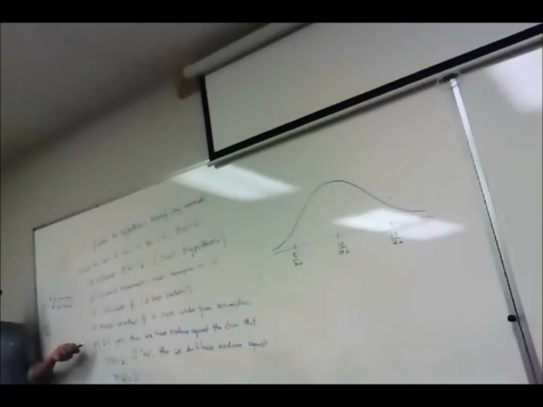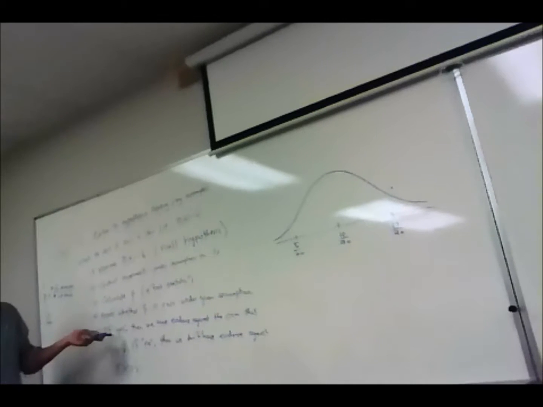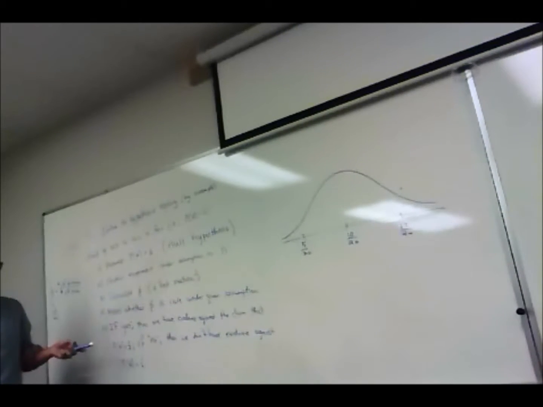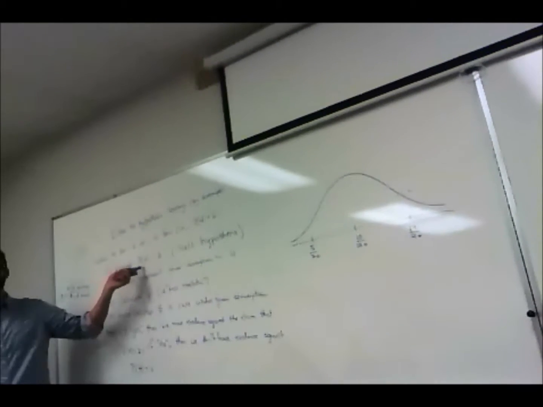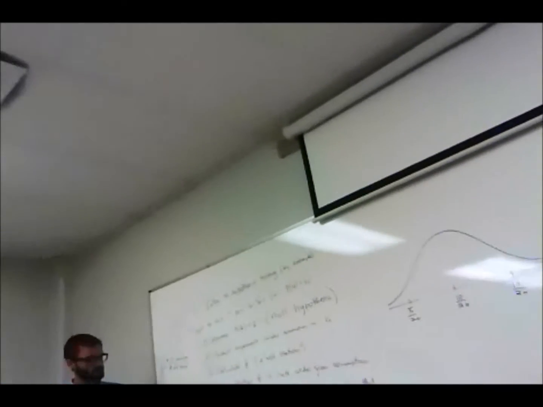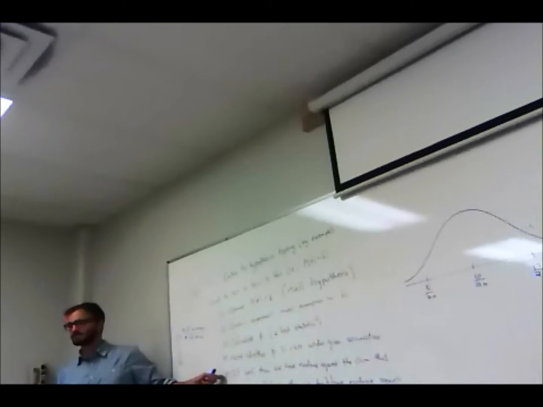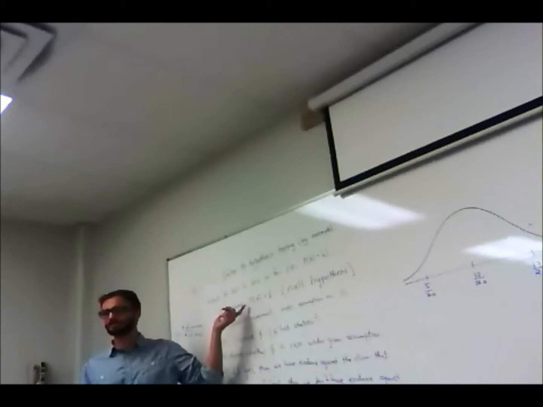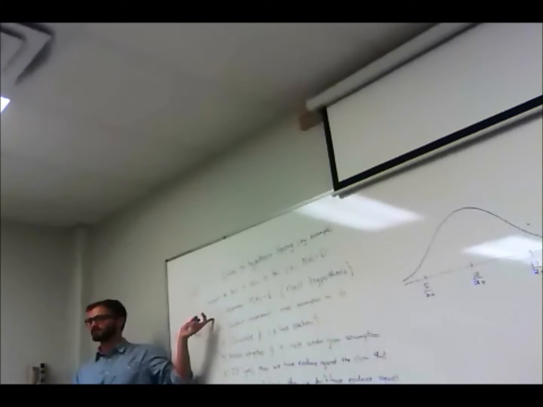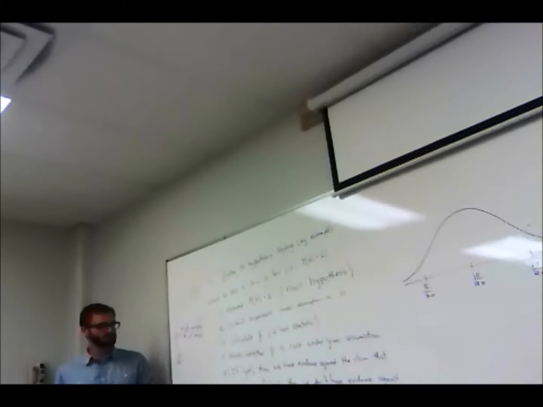So if you do find out that this thing is rare, well then you might have evidence against this assumption. So if you calculate a test statistic and it turns out that that test statistic is rare with respect to the assumption, then you might reject this assumption. So you could say you have evidence against it.